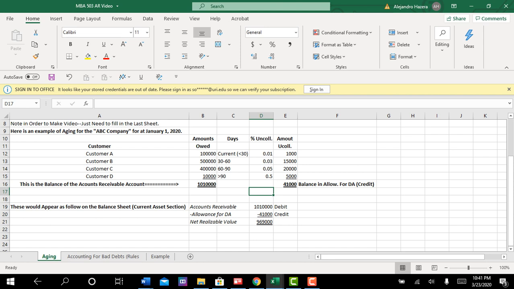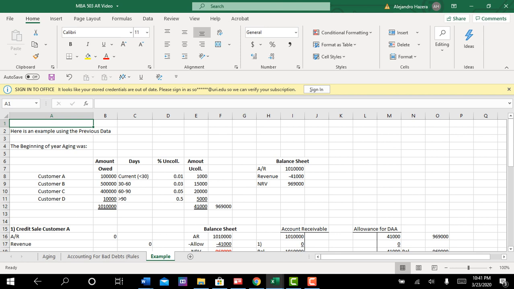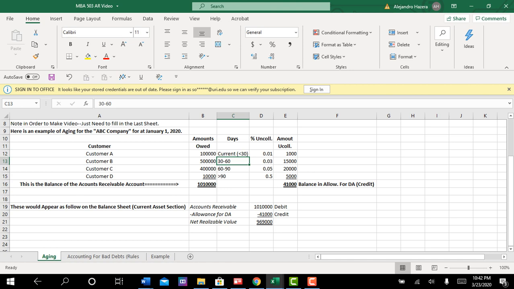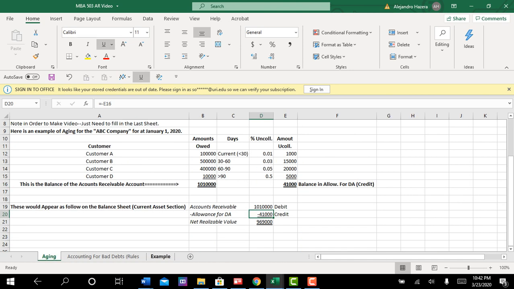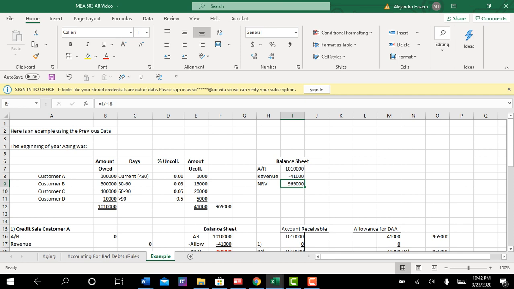So here's the last worksheet, which is the example. The example is based on the previous data, and the previous data is all right here. This is the exact aging that I had. If you go back here, that's the exact aging I had there. And the accounts receivable is the exact same accounts receivable I have there. So the beginning of year aging is from the first sheet here. I didn't link it. I linked everything else. And the balance sheet example is from that date also.